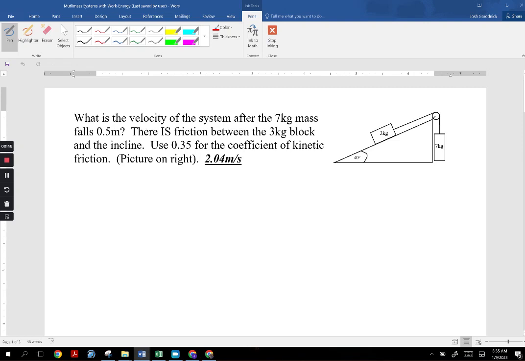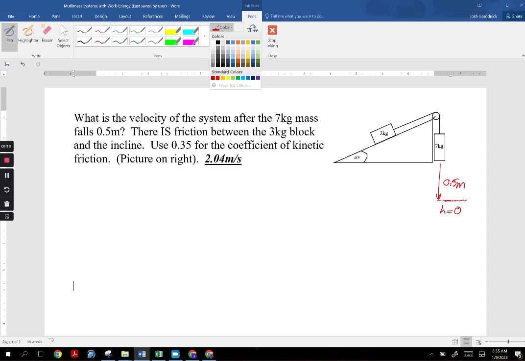We're going to use energy, but the strategy, which will be mentioned again at the end of the video, is that you must define a height zero for each object. I usually call the lowest point of each object its height zero. Like the 7 kilogram mass is going to fall a distance of 0.5 meters, so I am going to call this height zero for the 7 kilogram mass, and that's going to be 0.5 meters.